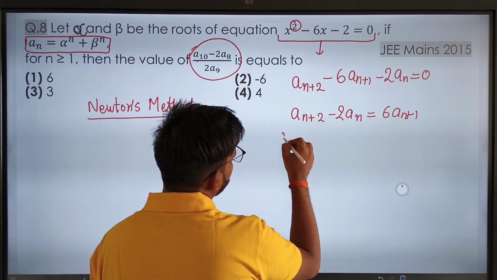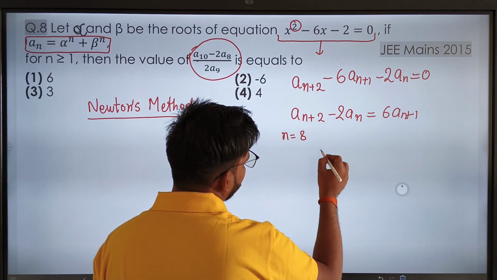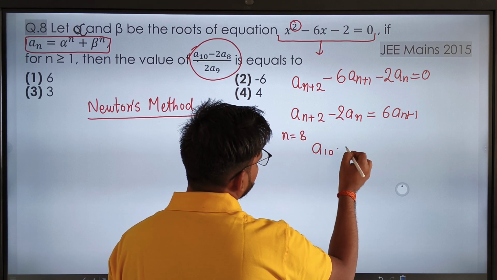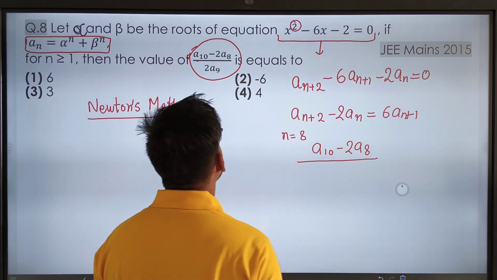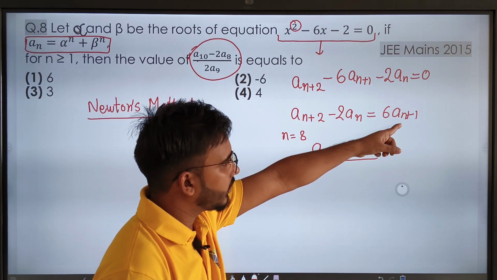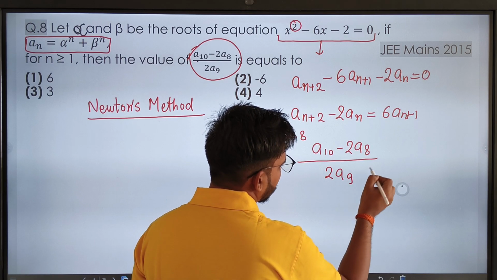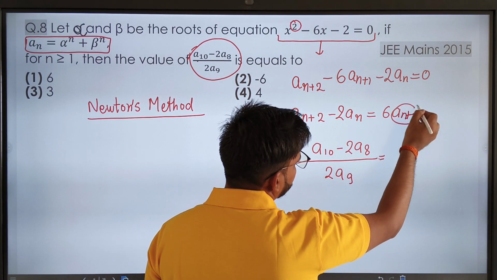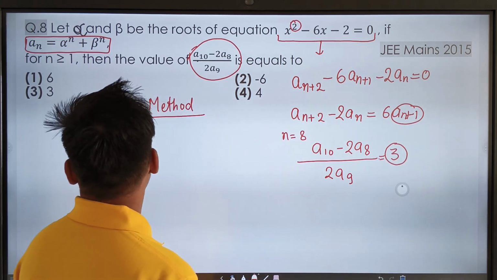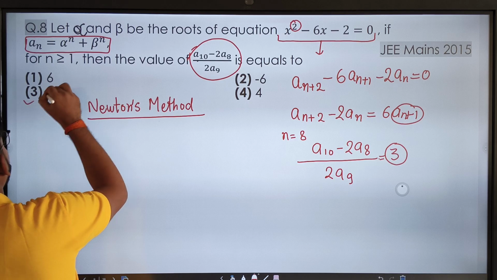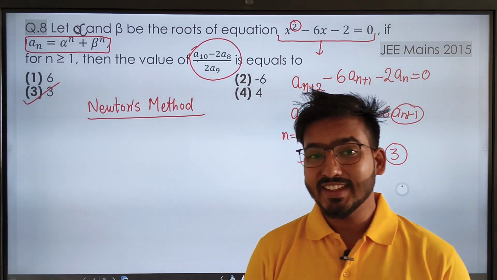I can say that we should put n equals to 8. So if I put n equals to 8, it is going to be a10 minus twice a8. Just in this case, I need to divide it by 2a9. So if I divide it by 2a9, a9 will be this term. Now divide by 2. So right side will have only 3. So our answer again, option number 3. Option number 3. Is that clear?